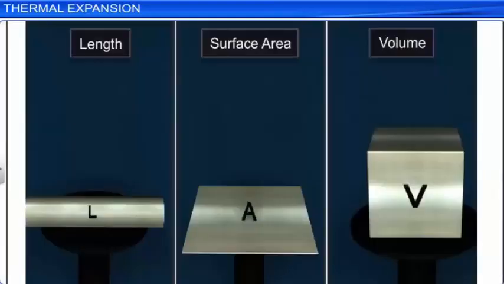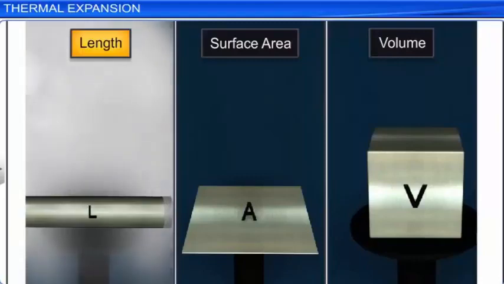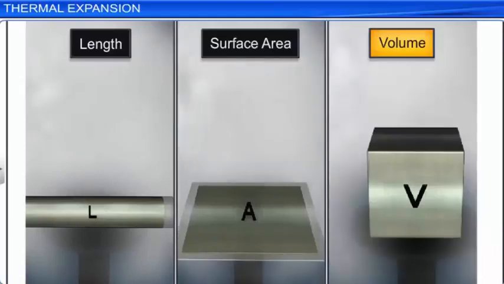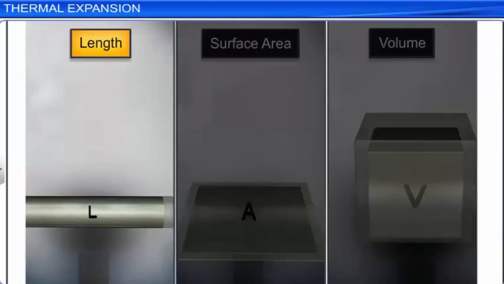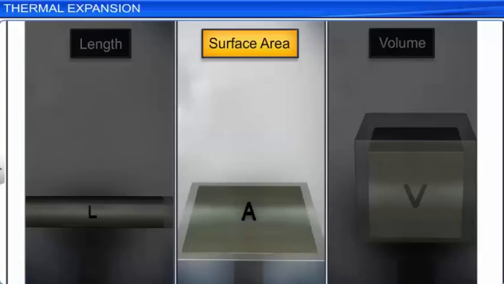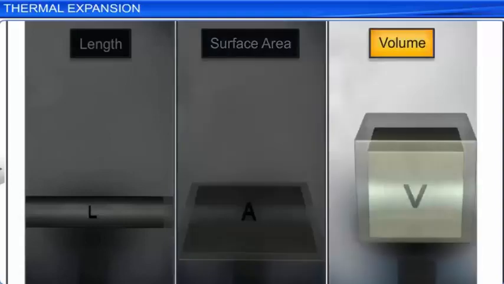When the temperature of any metallic body is increased, its length, surface area, and volume may increase. Expansion along length is defined as linear expansion. Expansion of the surface area of a solid is called areal expansion, and expansion of its volume is called volume expansion or cubical expansion. Let us consider a thin metal rod of length L at a temperature T.